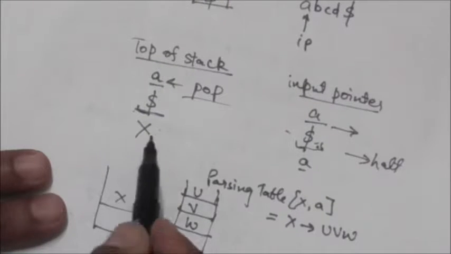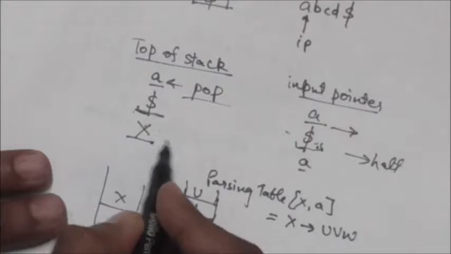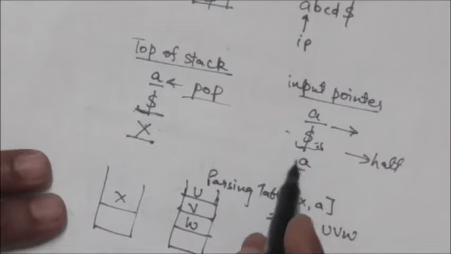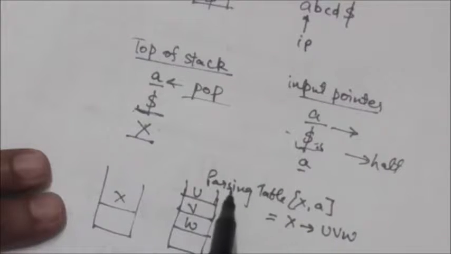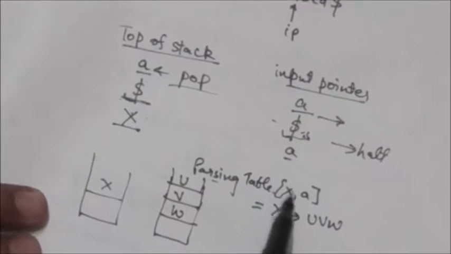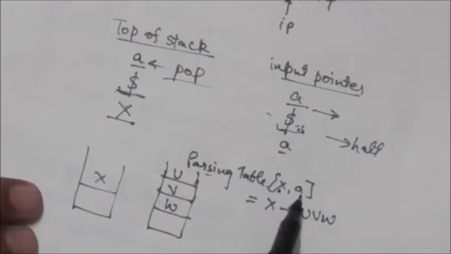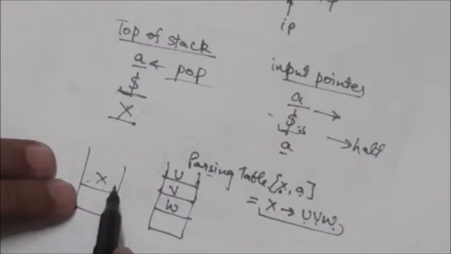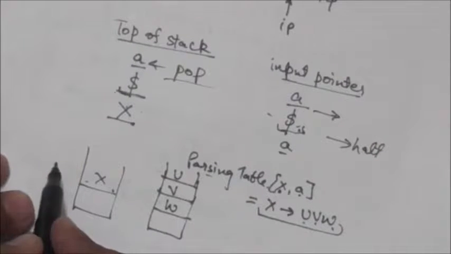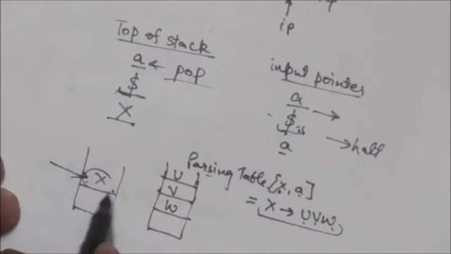But if at the top of the stack there is some non-terminal symbol X, and the input pointer points to the terminal symbol A in the string, in that case in the parsing table, at the row labeled by X and the column labeled by terminal symbol A, at that entry we will see what production is there. Suppose the production is X derives UVW. Now in the stack at the top there is a non-terminal symbol X.